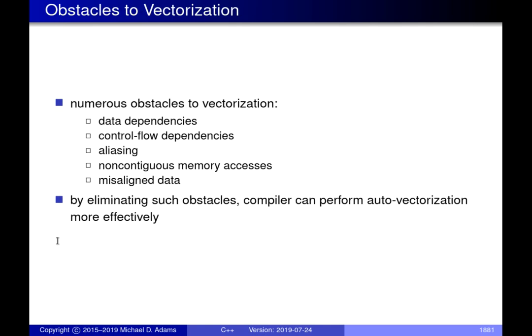So what are some of the obstacles to vectorization? I think I touched on a few of these before, but essentially there's quite a few things that can stop vectorization from happening.